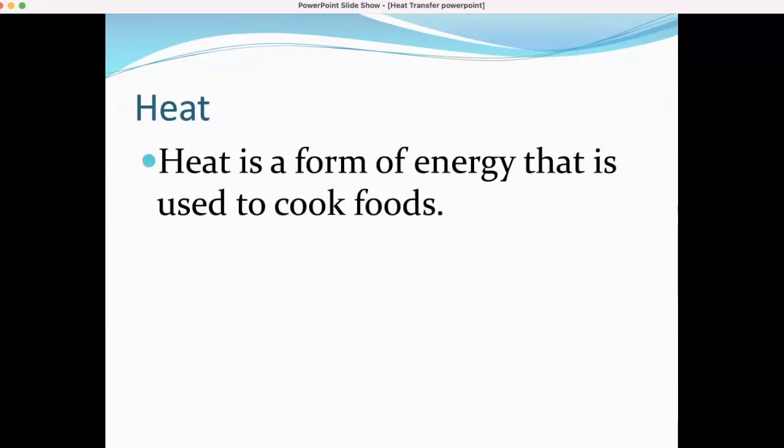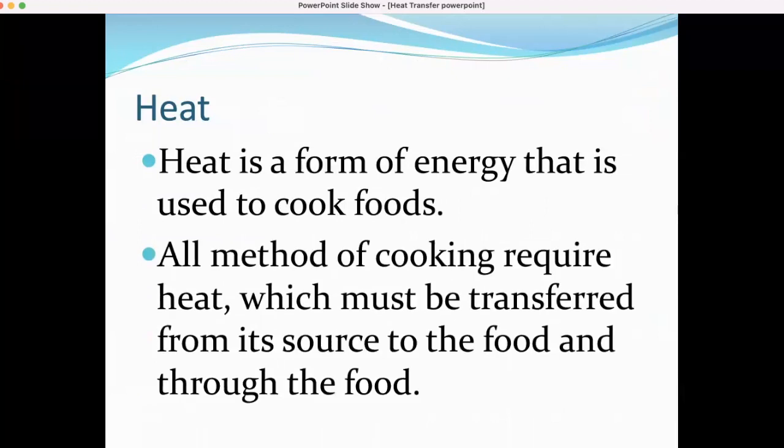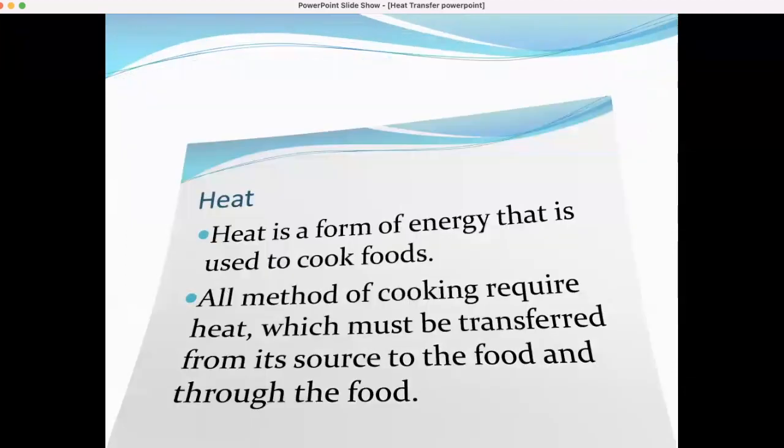I know you're thinking, okay, so let's go. So heat is a form of energy that is used to cook food. Do we agree? I'm sure you do, right? So all methods of cooking require some form of heat, it doesn't matter what method of cooking we're doing, which must be transferred from its source to the food and through the food. Hope you get that.